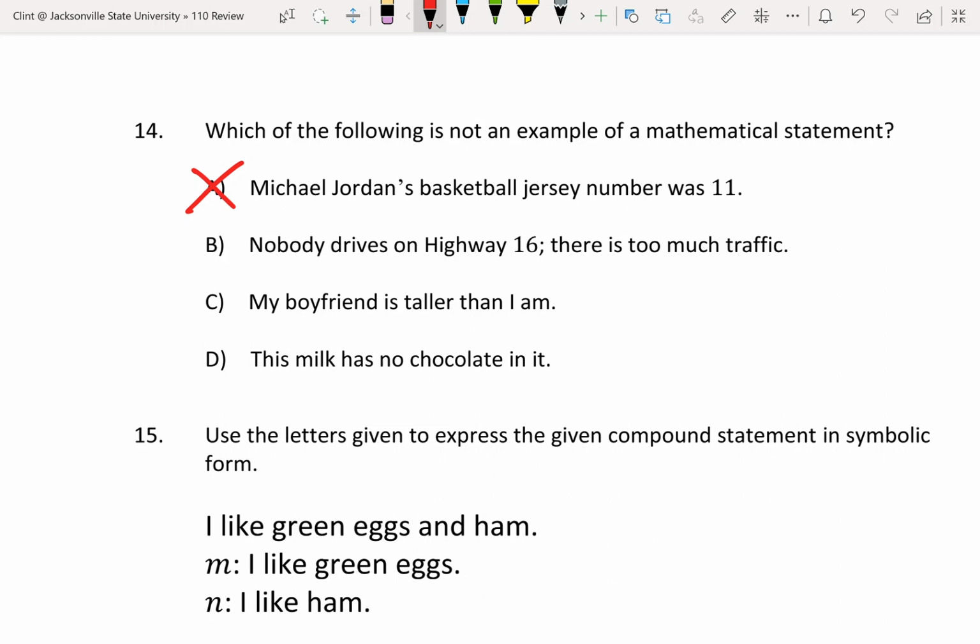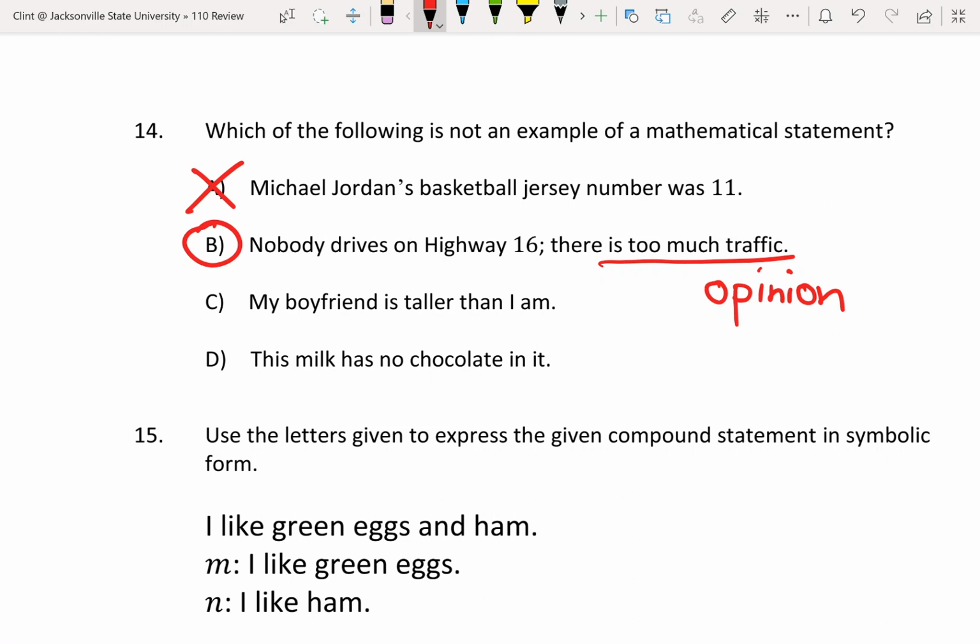B says nobody drives on Highway 16. There's too much traffic. Yeah, that one's not, because if it just stopped at the first part, then you could make an argument, but saying there's too much traffic, that's an opinion in this case. Okay.